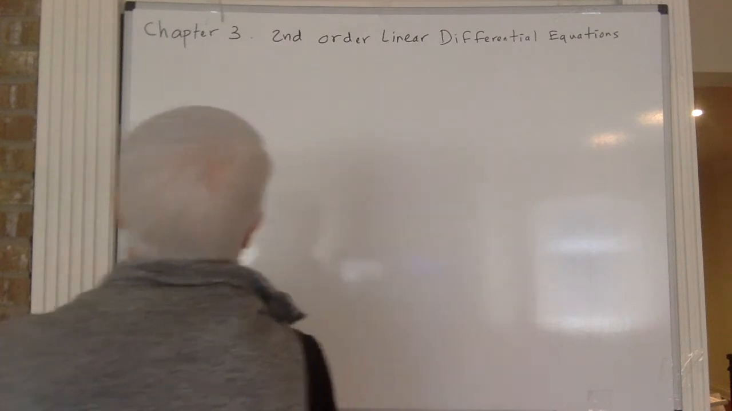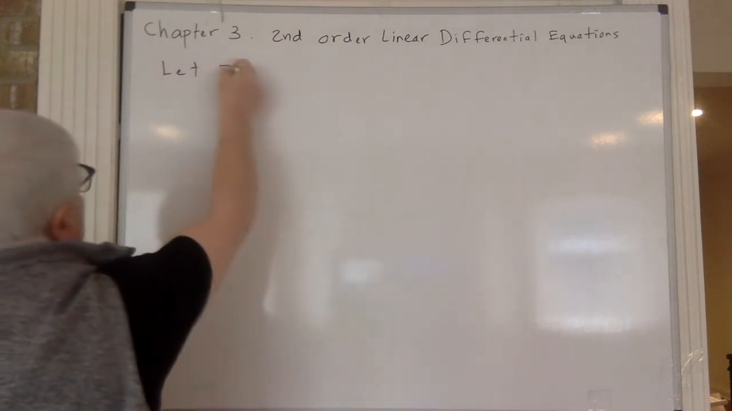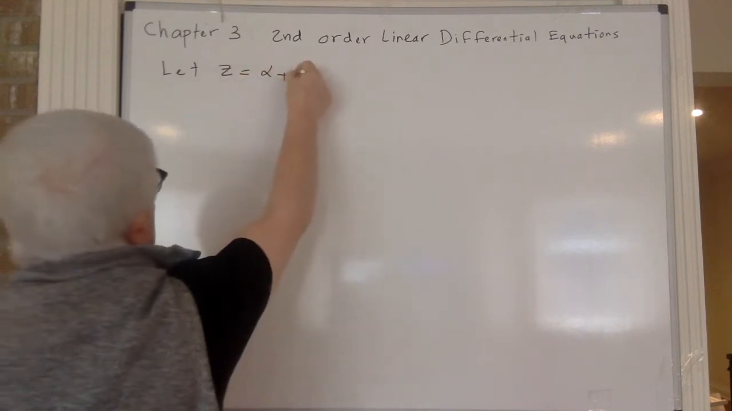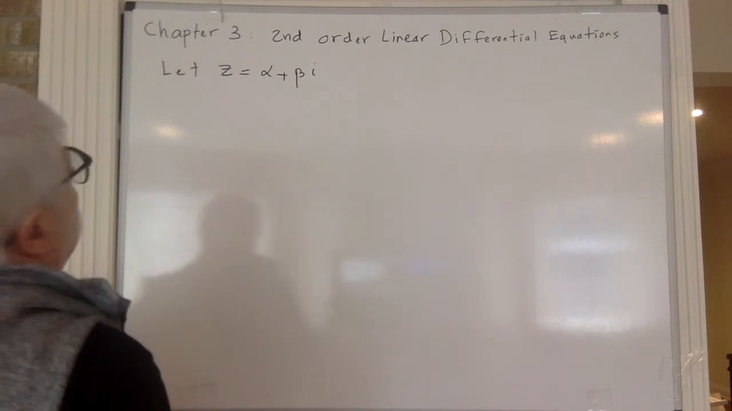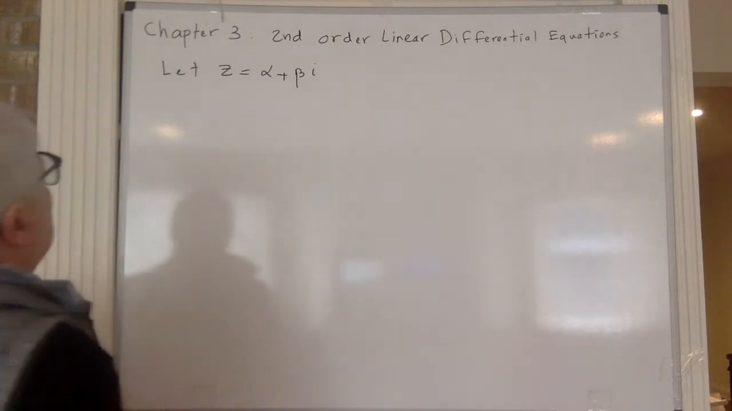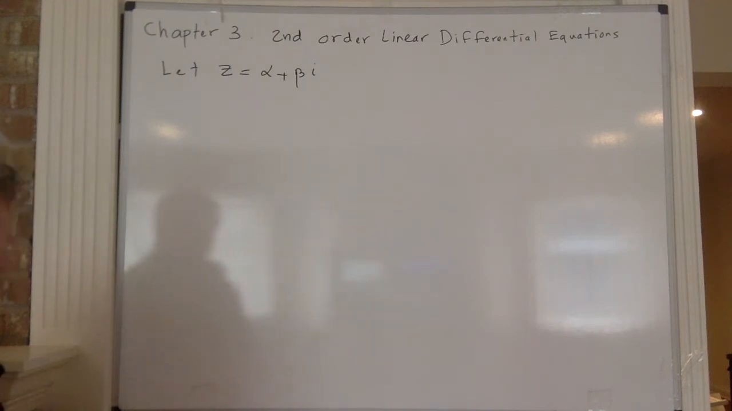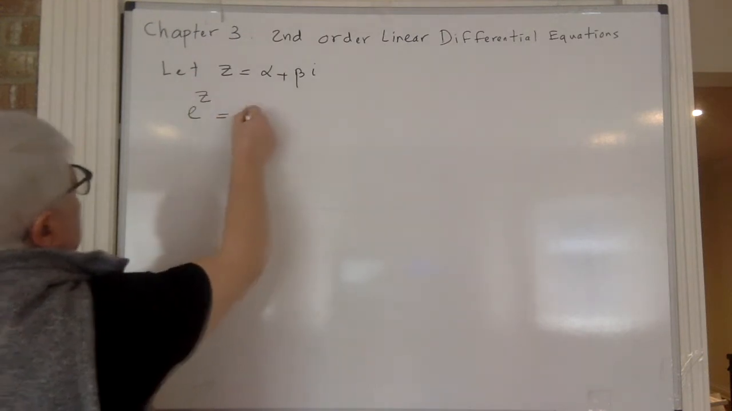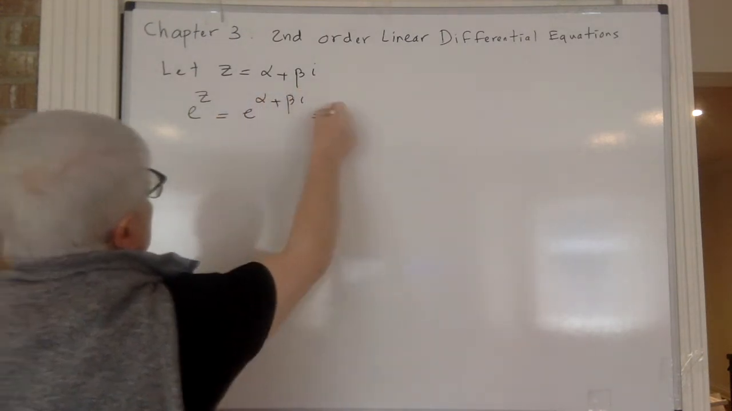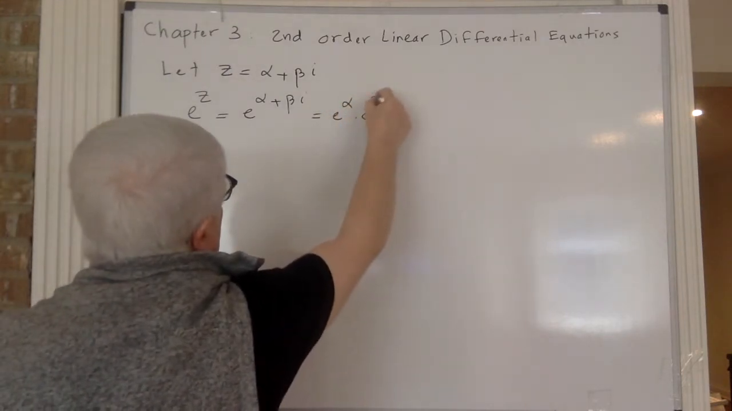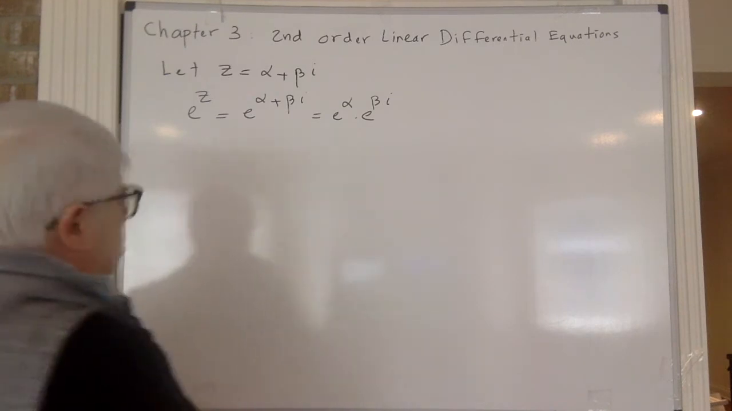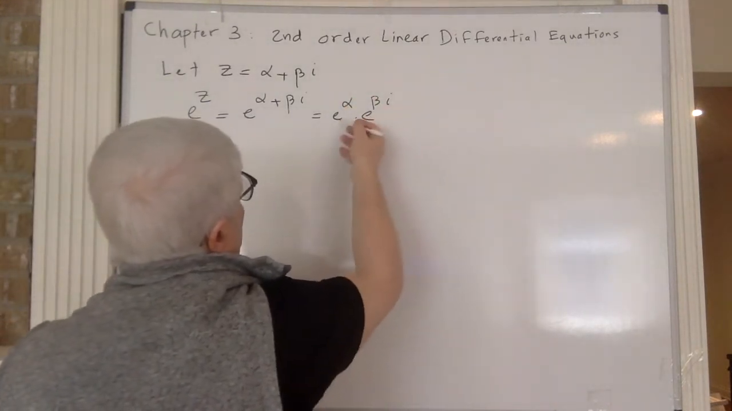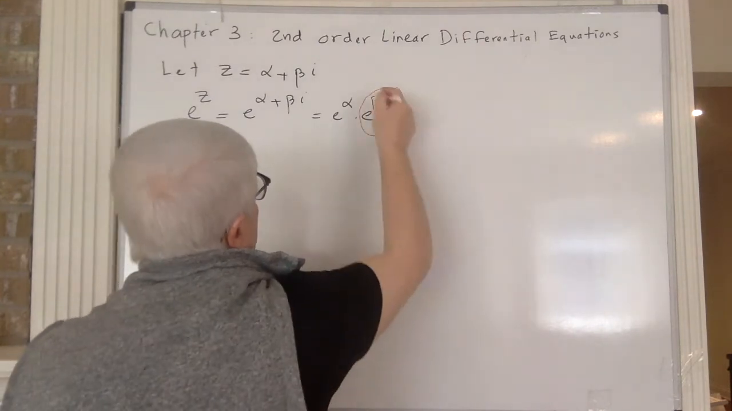So, let z be a complex number, alpha plus beta i. Okay, well, as I go on, I will recall some facts from complex numbers. So, e to power z is e to power alpha plus beta i. So it's e to power alpha times e to power beta i. The question is, well, we know what this one is because that's a real number. But this one, what is this?